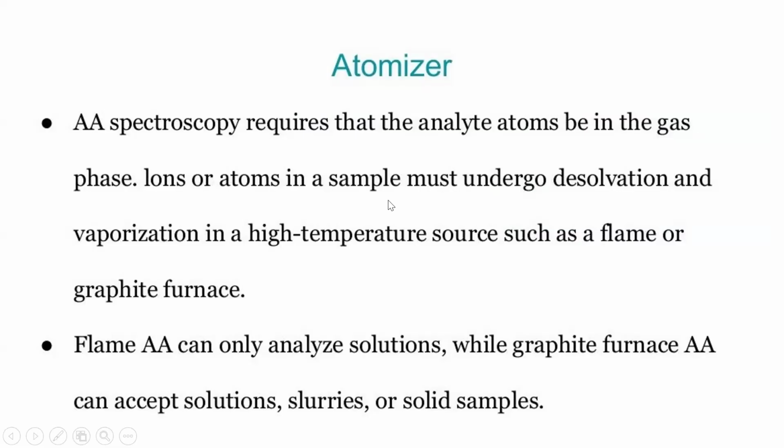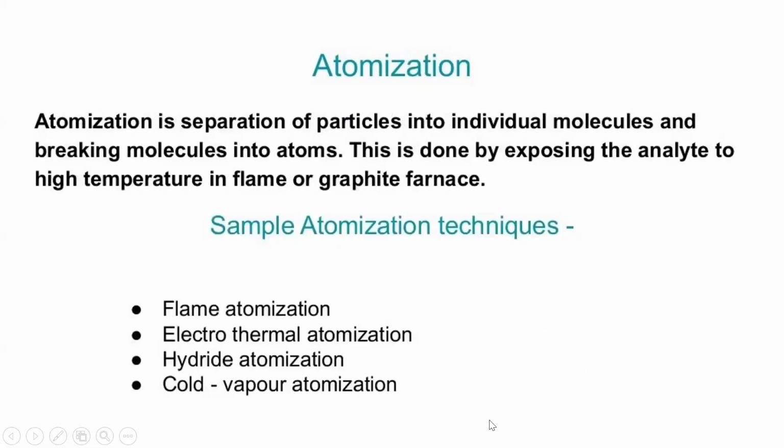First, the sample must undergo dissolution and then vaporization. These two steps are possible only with the atomizer. The two atomizers used are flame or graphite furnace. Flame atomic absorption spectroscopy: flame can only analyze solutions, while graphite furnace will accept solutions, slurries, or solid samples.